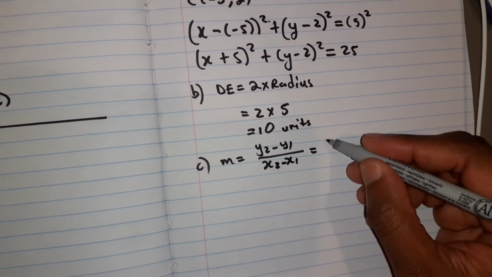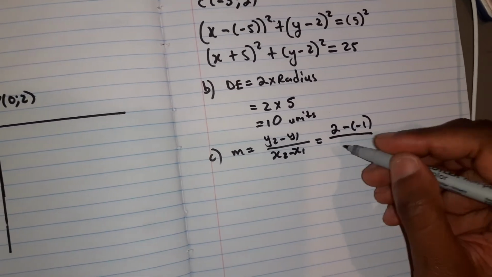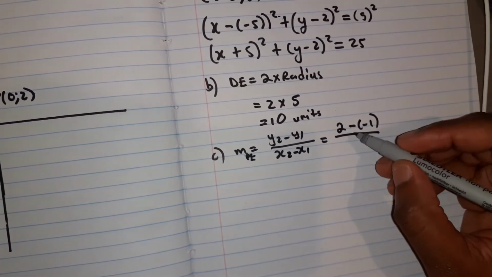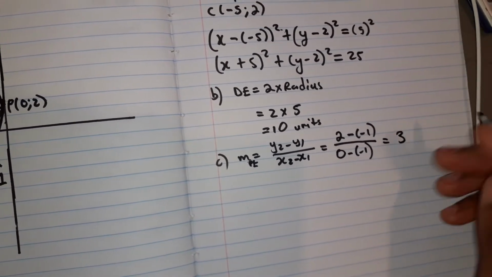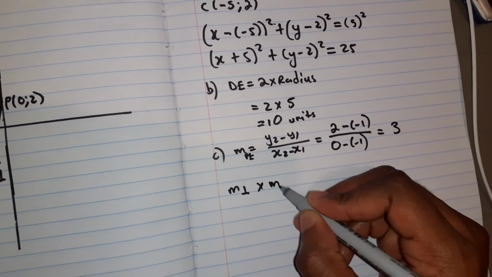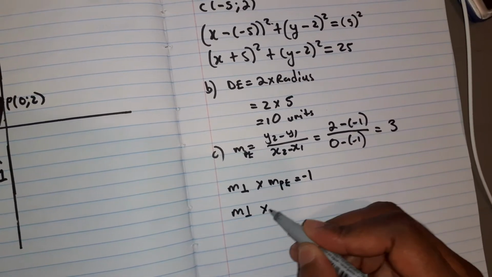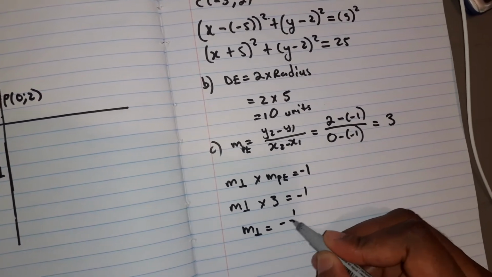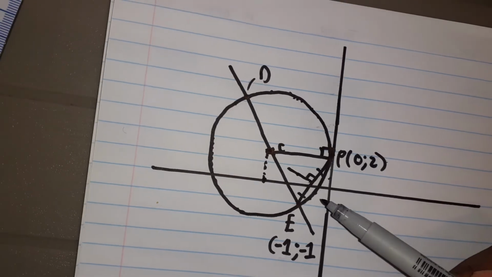So, the coordinates are P. Let's calculate the gradient of PE here. Like I said, the gradient is 3. Then the gradient of the perpendicular bisector times the gradient of PE is equal to negative 1. Since the gradient of PE is 3, the gradient of the perpendicular bisector is negative 1 over 3.